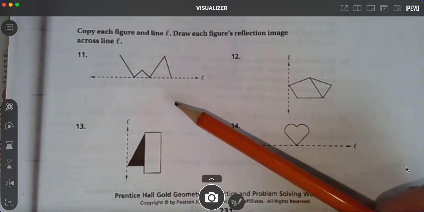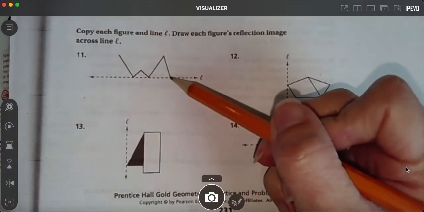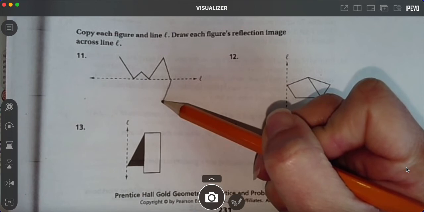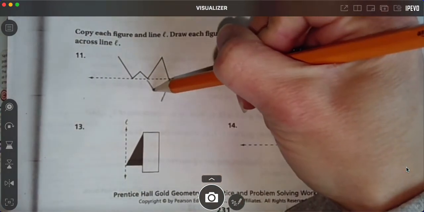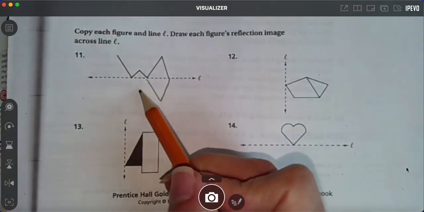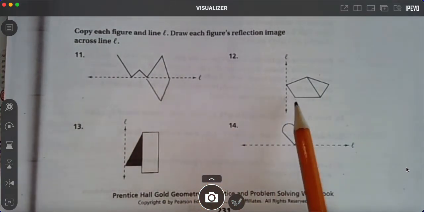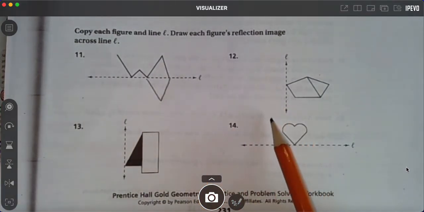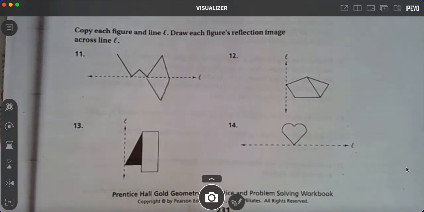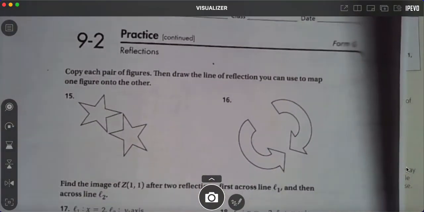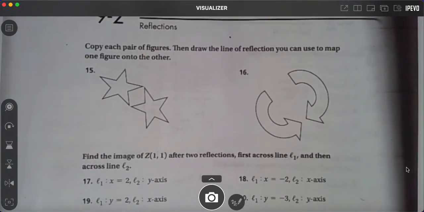Do y'all know how to draw the other side? Like you reflect it across the line. So you're going to take this and you're going to go to there. And then you're going to go to there. And you're just going to keep drawing the reflection on all these. You have to draw that picture as if it was in a mirror, okay? Now, wait. I'm not done. So that's 11 through 14. Then you're going to go ahead and do 15 and 16.